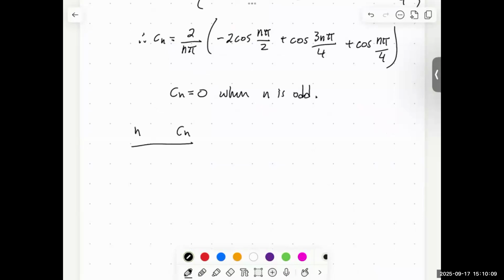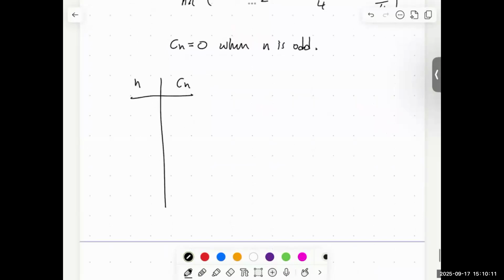You can also write the following. We make a table of these values. So there's no odd ones, those all vanish. 8, 10, 12, 14. I'll write out a few of them. So this is 2 over pi. This one comes out to be minus 2 over pi. This is 2 over 3 pi.